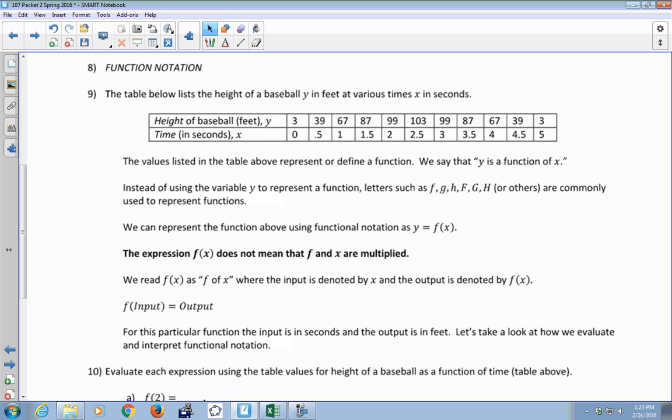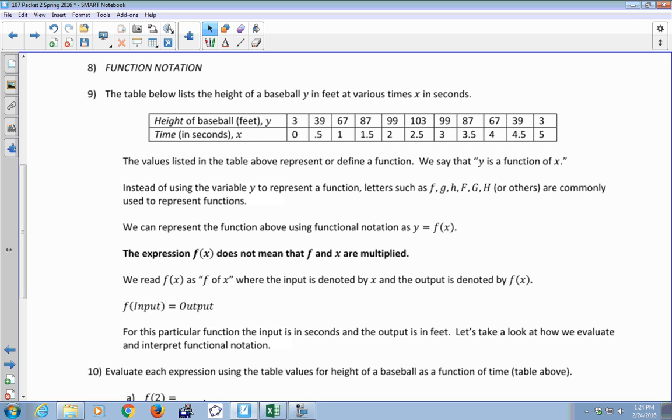Y depends on x, right? That's how we use the word function in the English language. That's kind of why we use the word function here. Y is a function of x because y depends on x. Typically, instead of using the variable y to represent a function, which you have done for a couple of math classes now, we use letters such as f, because f stands for function, and then g and h, because they're the 2 letters that come after f. And then capital F, G, and H. Sometimes we use other letters, but F, G, and H are the most common.